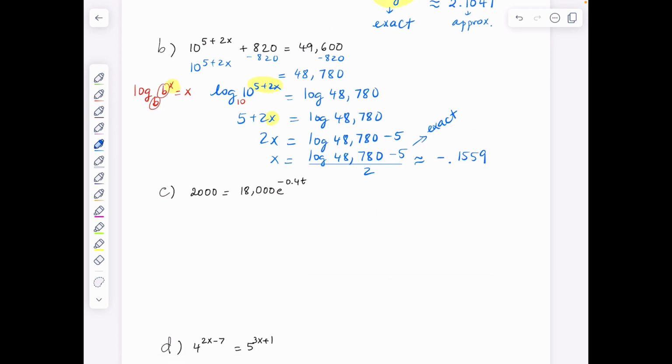Next example, C, 2,000 is equal to 18,000 times e to the negative 0.4t. Now, this exponent only belongs to e. It doesn't belong to 18,000. So I want to isolate that exponential expression. I want to divide both sides by 18,000.